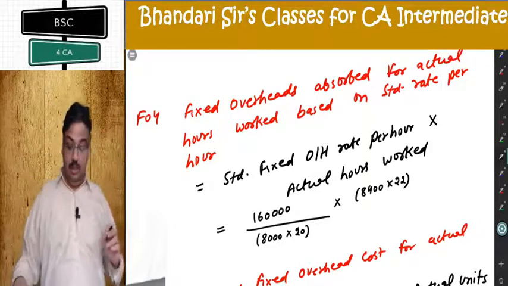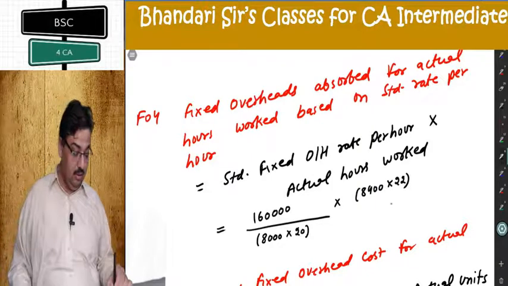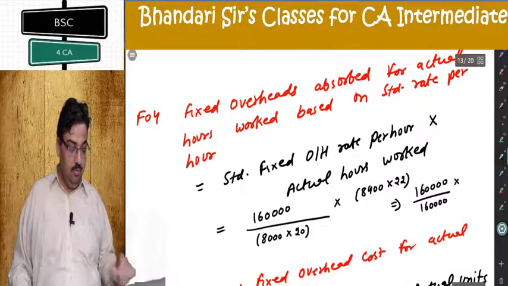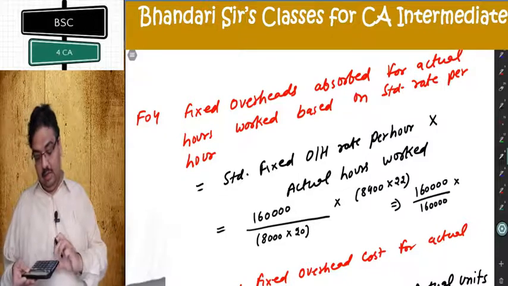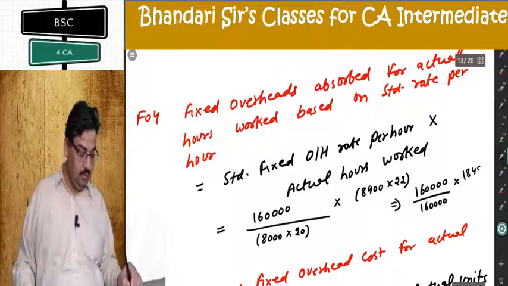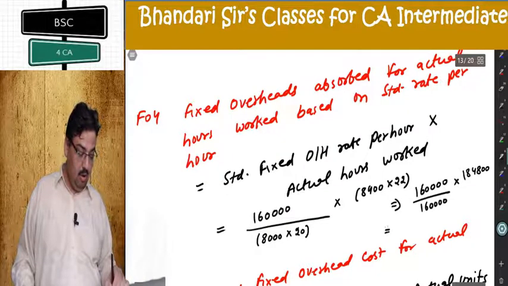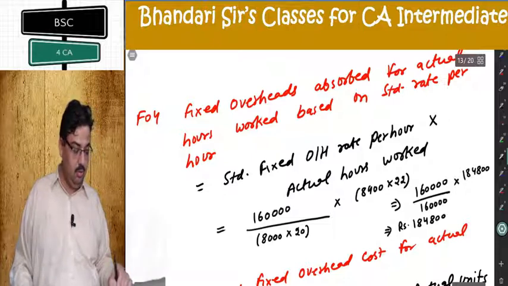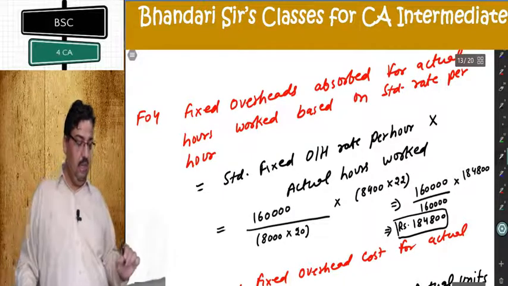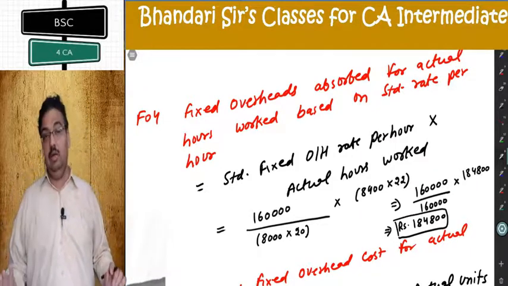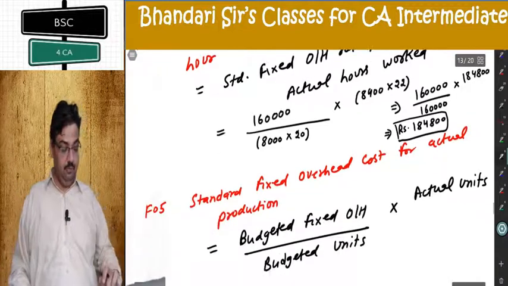So total budgeted man hours are 1,60,000. So this becomes 1,60,000 divided by 1,60,000 multiplied by actual man hours 8,400 into 22, which is 1,84,800. So my answer for FO4 is 1,84,800. It is very important to note the words per day written there. If per day were not there, the answer would be totally different.